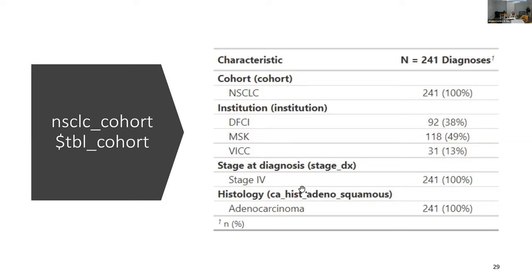So basically this table just tells us that the function is working as we expected it to. But if you did have additional, let's say you wanted to look at stage 1 and 2, you would see the breakdown of stage on this table. Or if you had multiple histologies, it would be informative to tell you the breakdown of each of these characteristics across your cohort.